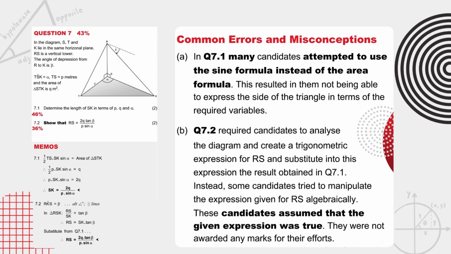And question 7.2 required candidates to analyze the diagram and create a trigonometric expression for RS and substitute into this expression the result obtained in question 7.1. Instead, some candidates tried to manipulate the expression given for RS algebraically. These candidates assumed that the given expression was true, and they were not awarded any marks for their efforts.